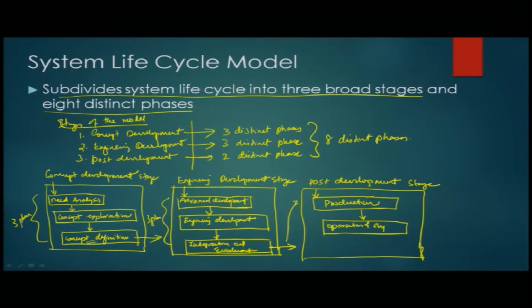And support. So the three distinct stages and 8 different phases. So, 3 in the first stage, 3 in the second stage, and 2 in the third stage gives what we call the systems life cycle model in its completeness.